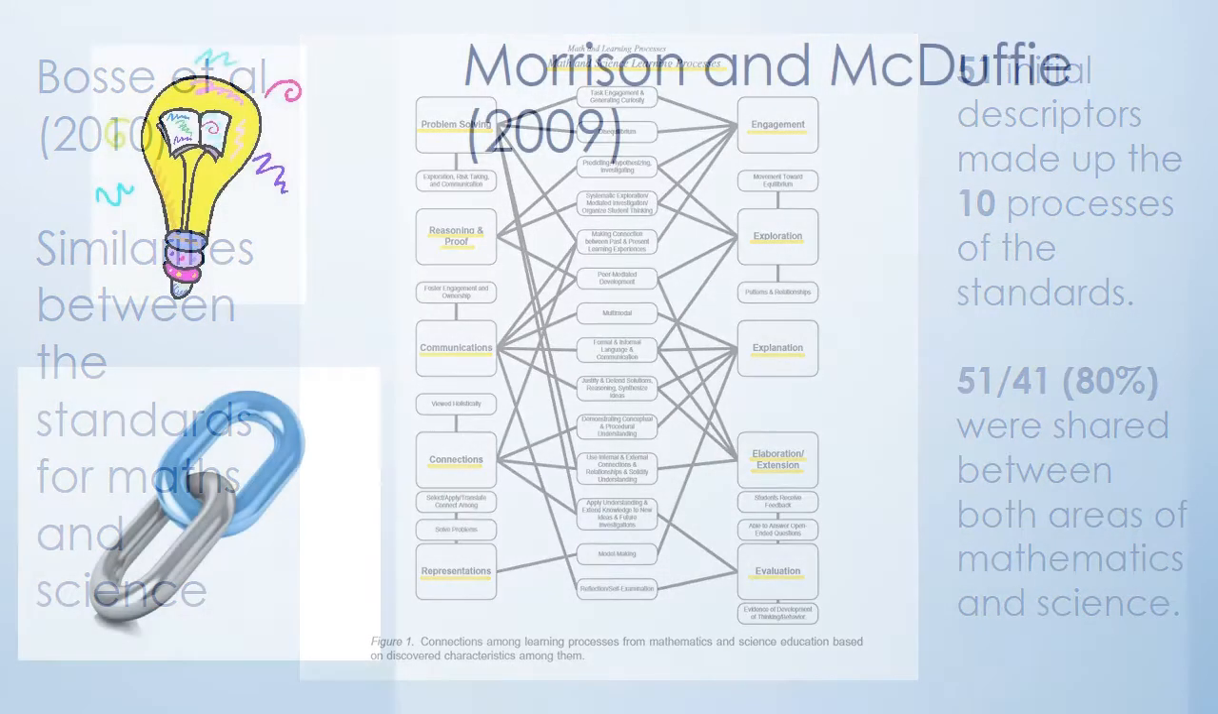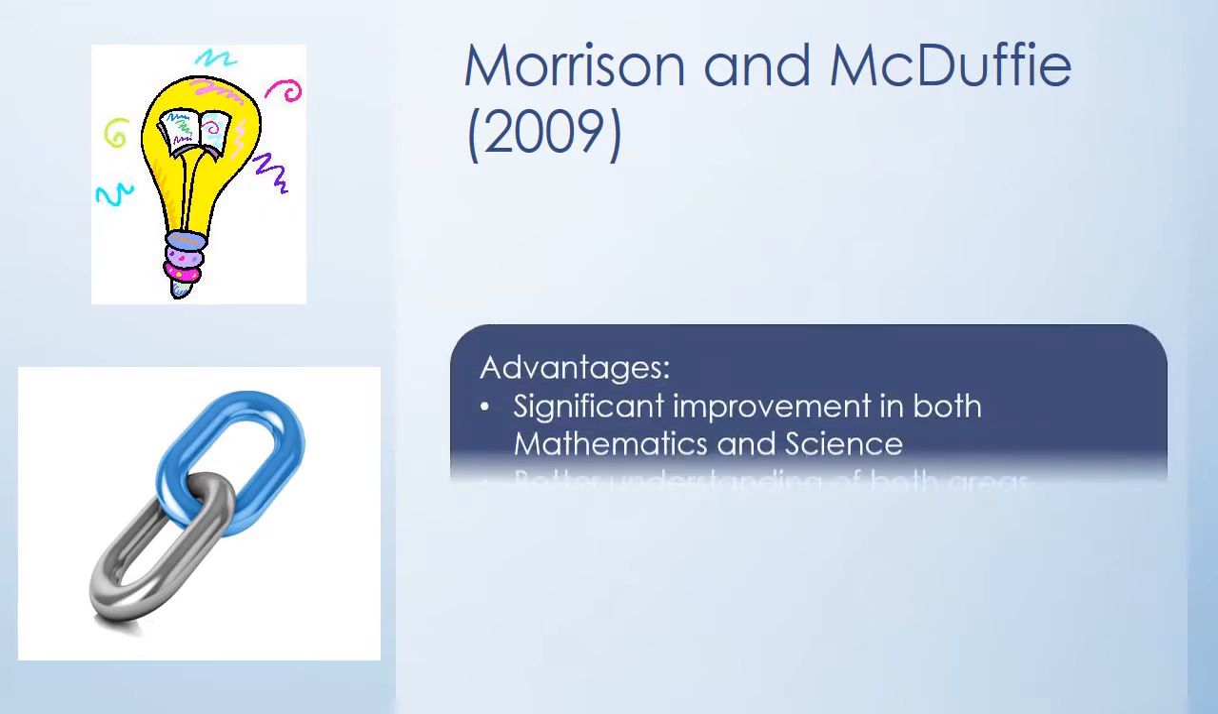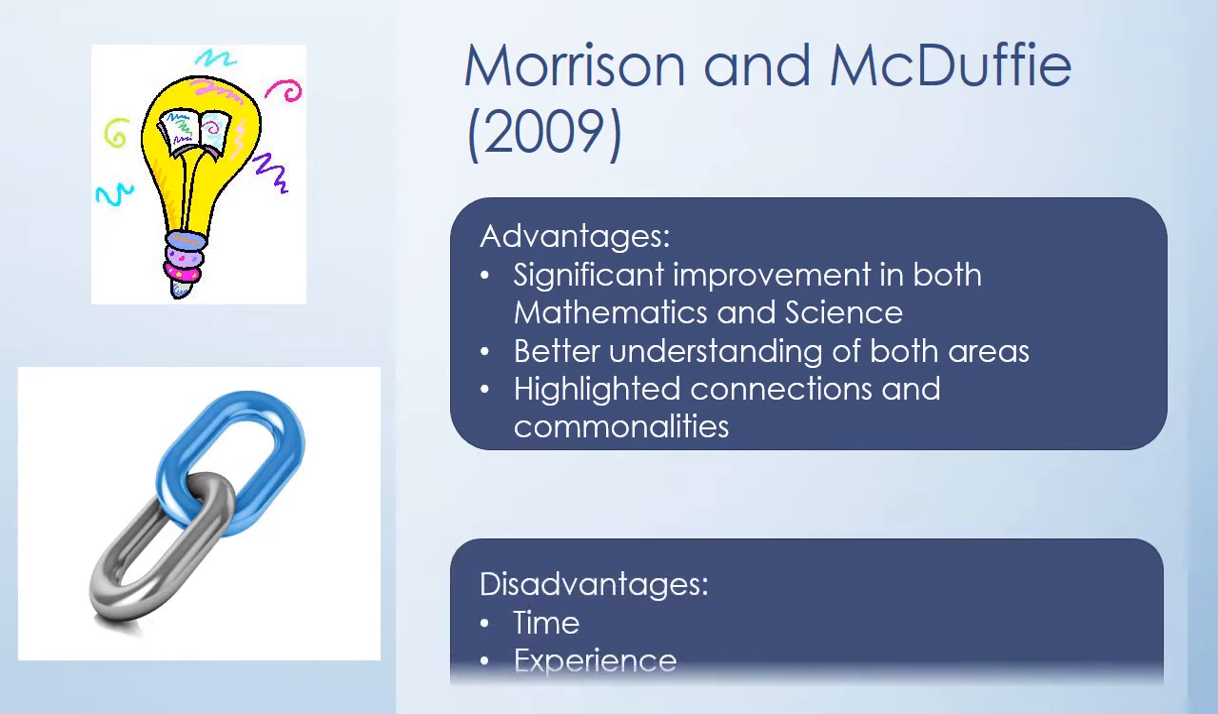Morrison and McDuffie carried out an investigation to determine whether merging scientific and mathematical instruction improved undergraduate teachers' understanding and skills used to teach data collection, analysis, and display methods. Their findings demonstrated that teaching mathematics and science alongside each other promoted a better understanding of both subject areas and highlighted the connections and commonalities between both areas.